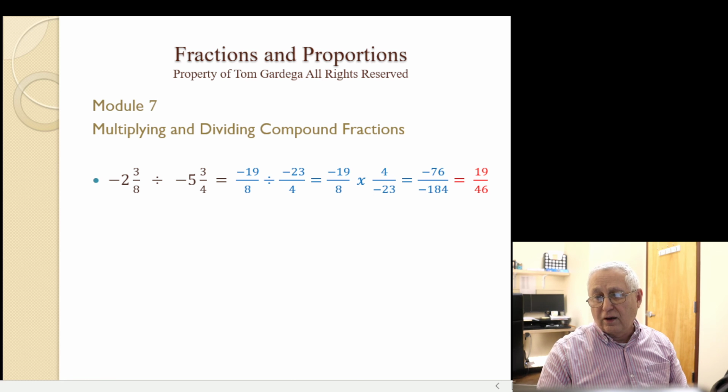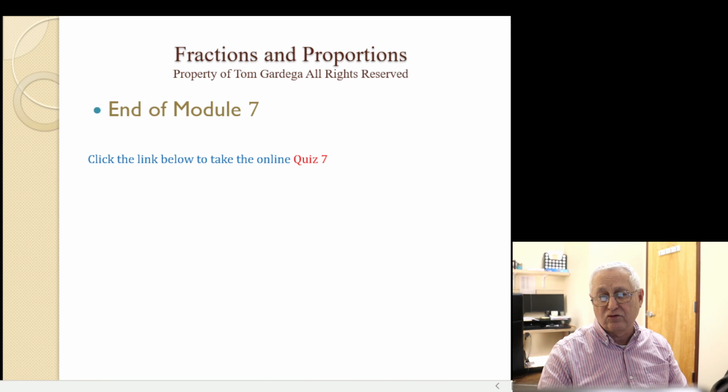A negative times a negative is going to be a positive, and if we go negative 19 times 4, we get negative 76. 8 times negative 23, we get negative 184. Negative divided by a negative is a positive. So we have a number of ways of looking at this. This is the answer, 19/46.